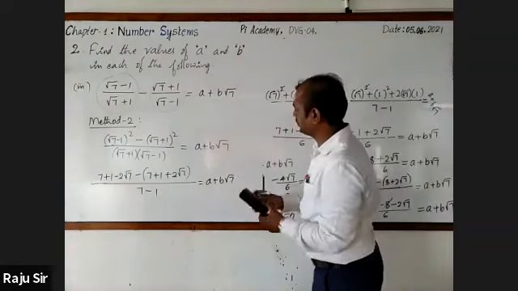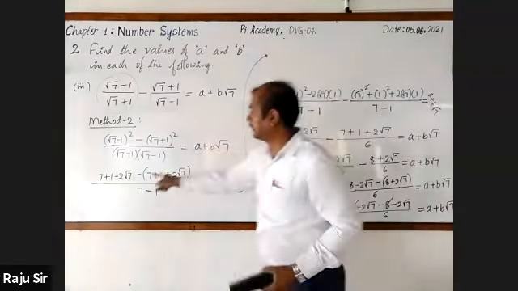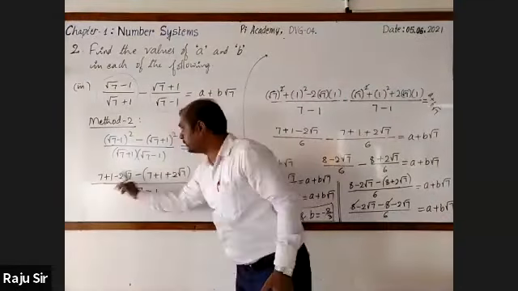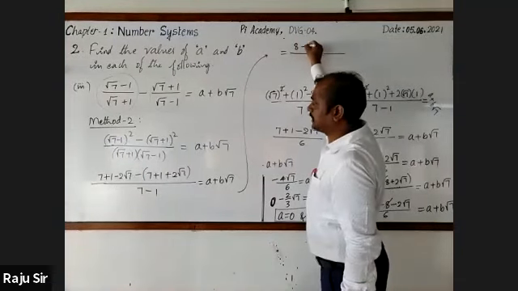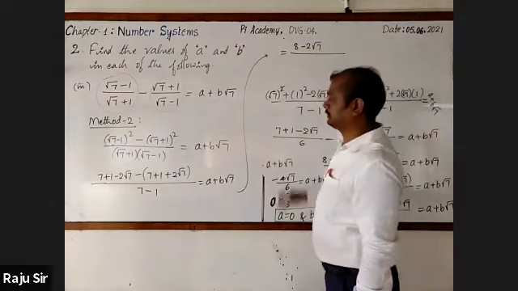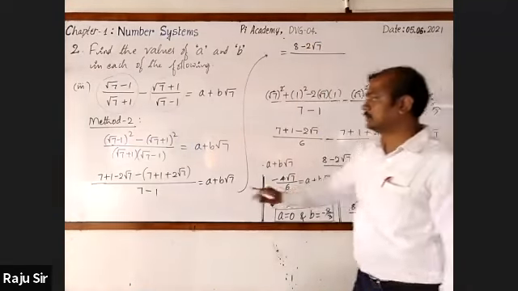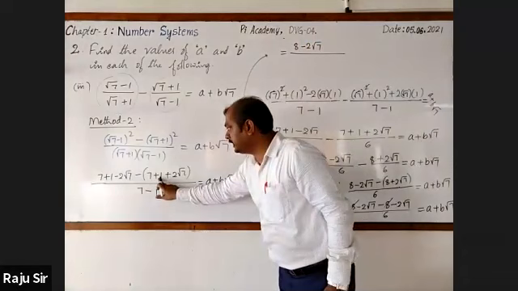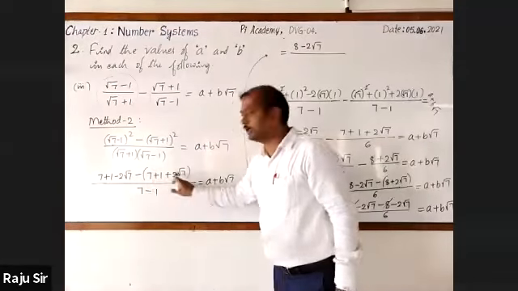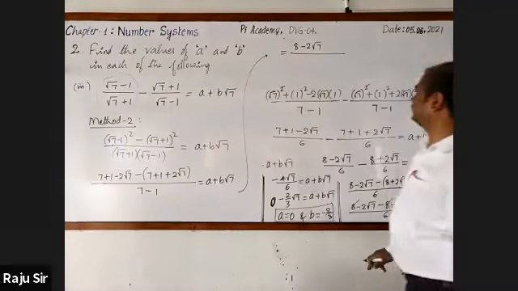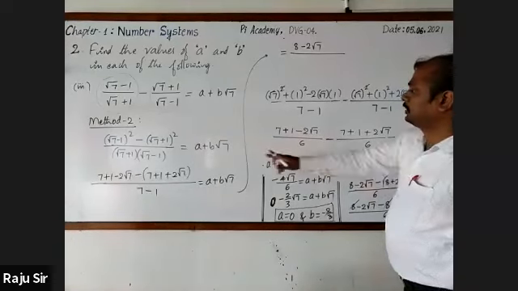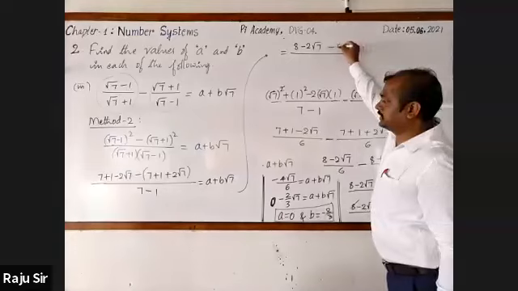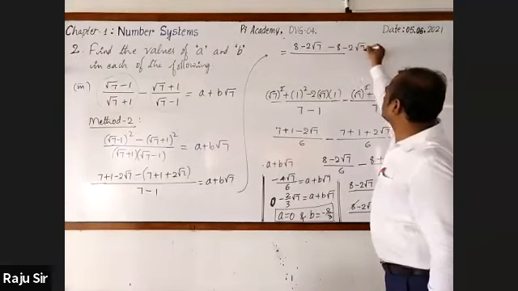Yes, let me continue that way. Here, 8 minus 2 root 7. 8 minus 2 into root 7. Next, 7 plus 1, 8 plus 2 root 7 is there. When you multiply by minus sign, you will get minus 8 minus 2 root 7.